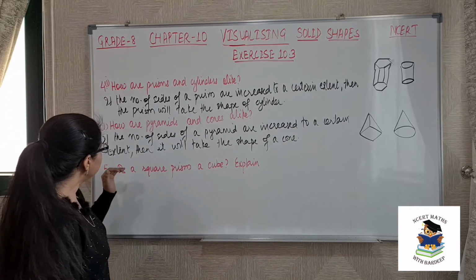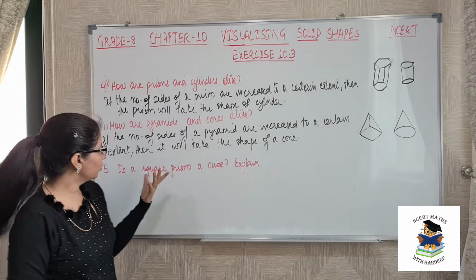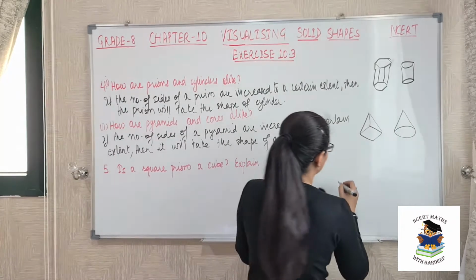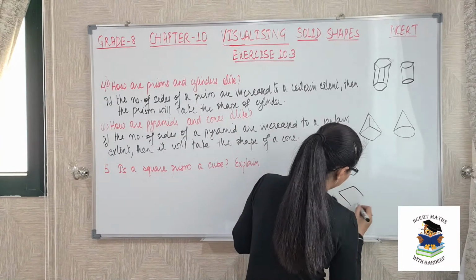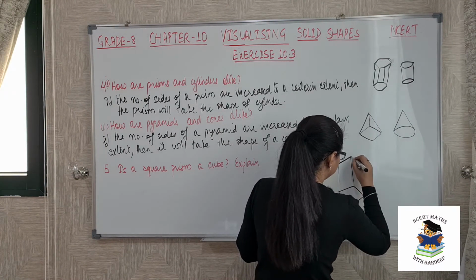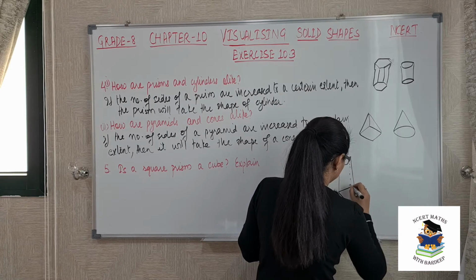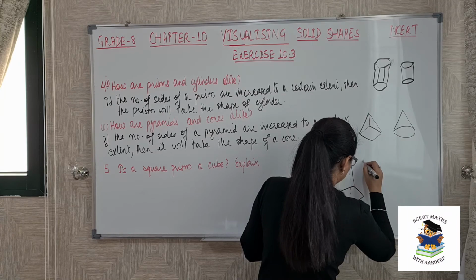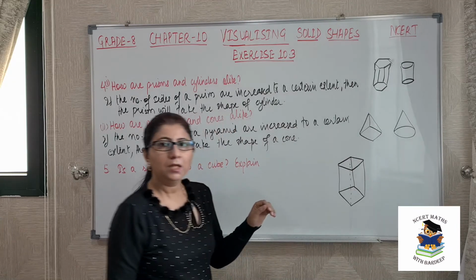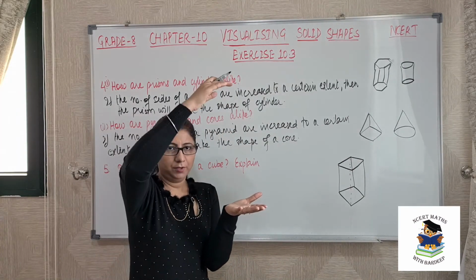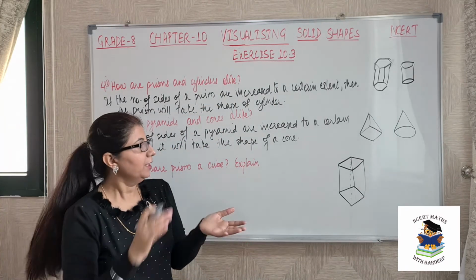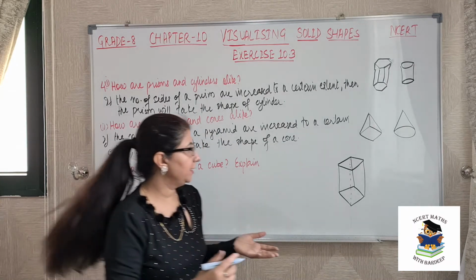Okay. So the fifth one is: is a square prism a cube? A square prism means the base and top are both squares. So if this is a square, what should be the answer? The base is square. If it is joined with the top in a rectangle base, then it can be a cuboid. But if they are joined with the same height, then it can be a cube.